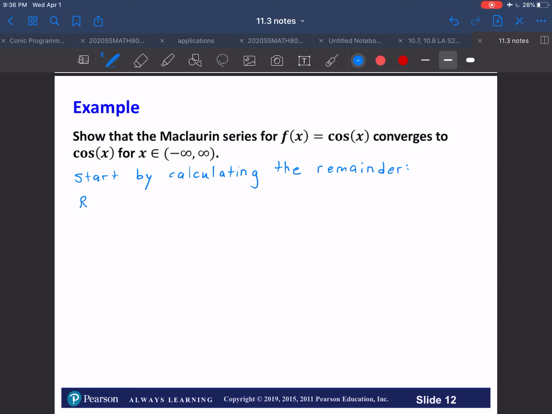So the remainder in this case is R_n(x) equals f^(n+1)(c) divided by (n+1)! times, since this is a Maclaurin series, that means that a is equal to 0. So really this is just x^(n+1). Okay, so the next question is what in the world is this thing? What is the (n+1)th derivative of f at c?